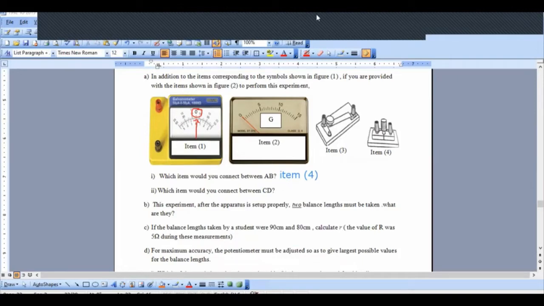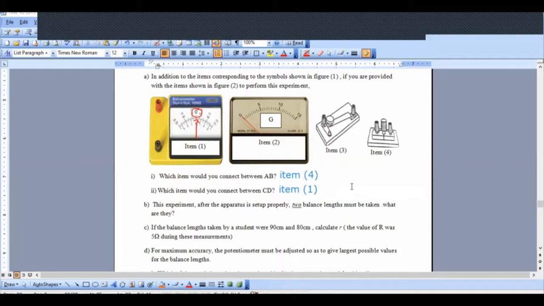So what's the answer for simple A Roman number 2? Item number 1. You can write it like this. Item 1 shows the center zero galvanometer, so we should use a center zero galvanometer in between C and D. Therefore, item number 1 should be used. We should not use a tap key in between A and B. We should use a permanent key, something like shown in item 4. So the answer for Roman number 1 is item 4, and for Roman number 2, item 1.